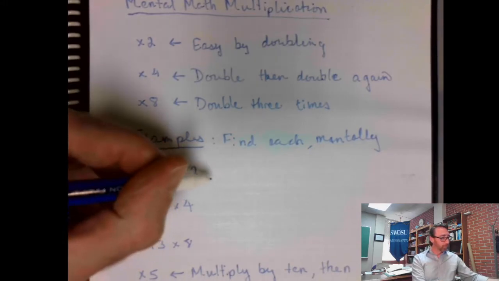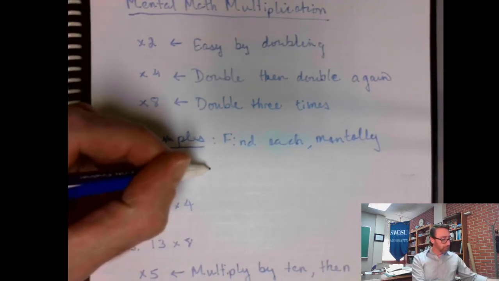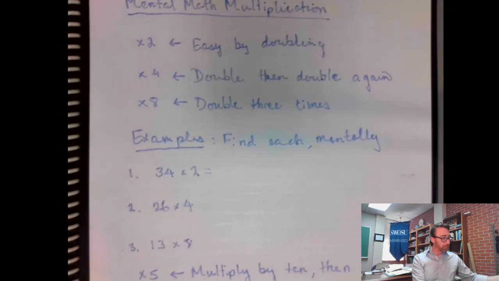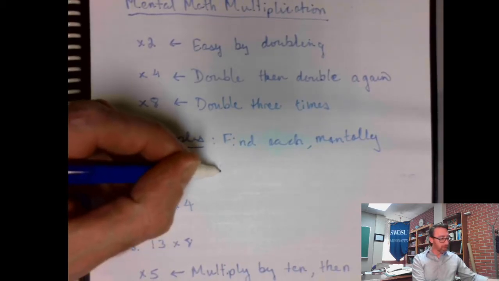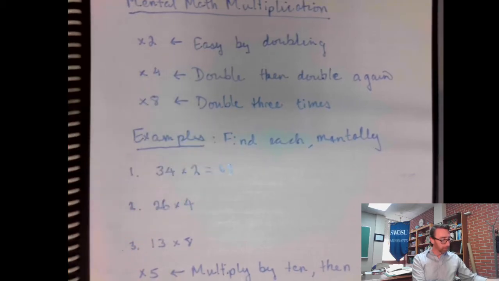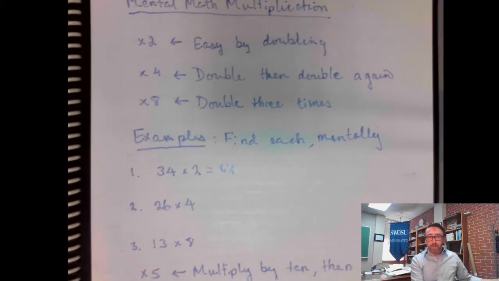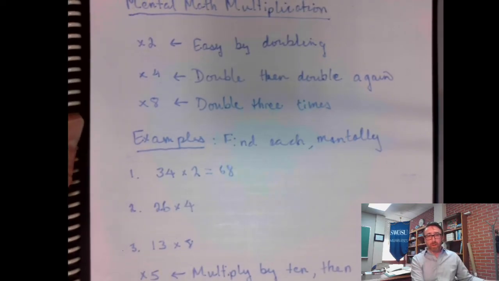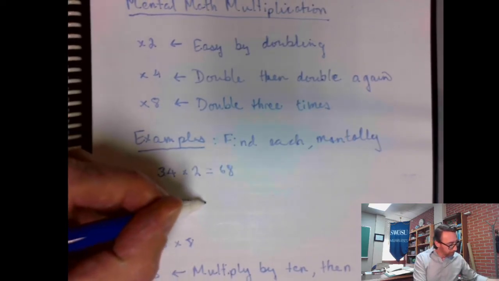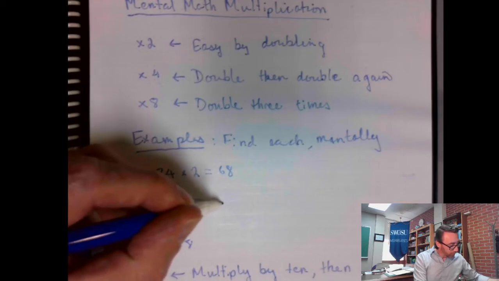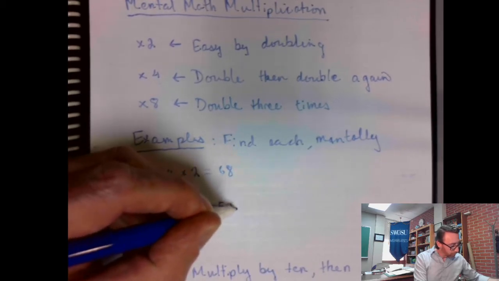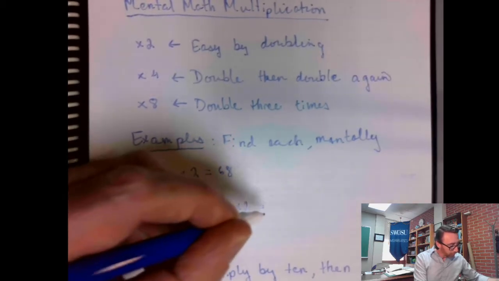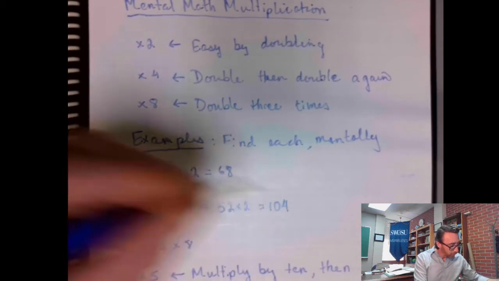Okay, so let's look at our quick examples here. 34 times 2, we double 34, 68. Easy. All right, over here, 26 times 4. So we double the 26, that gives us 52, and we've got to double that again for finally getting 104.